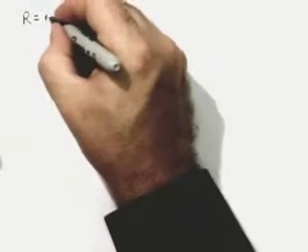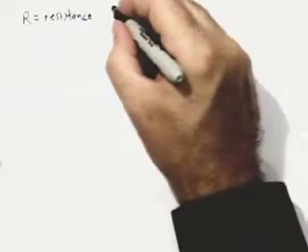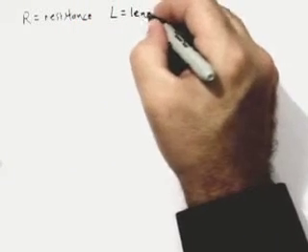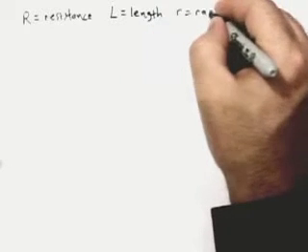I'm going to start by defining some quantities. We're going to let R, or capital R, equal the resistance. We're going to let capital L equal the length. And we're going to let little r equal the radius.